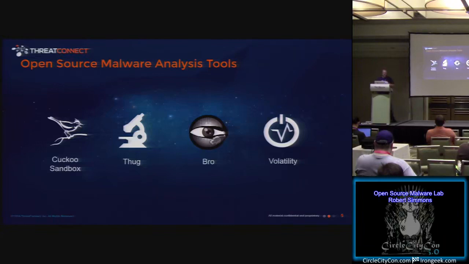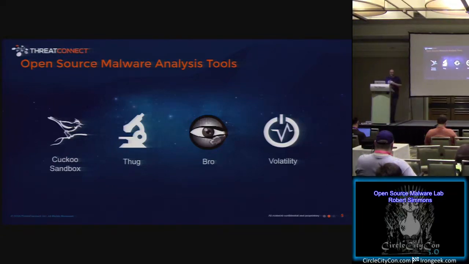Thug is a low interaction honey client. And so what this does is it visits a URL and it pretends to be a browser. So it's a set of Python scripts, again, with a lot of dependencies. It basically pretends to be a browser and tries to convince a web server that it should deliver its payload, or give the file that it needs to download to that visitor.